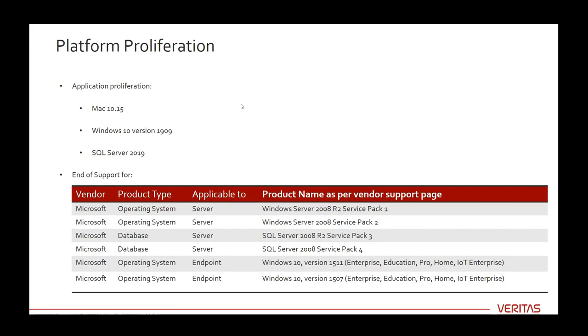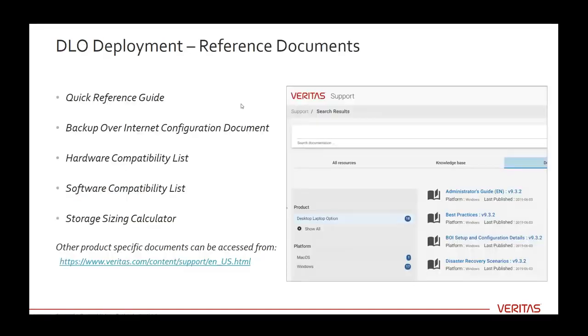So the DLO deployment reference documents are available from veritas.com. You can go to content/support/ underscore us.html. You can go to this particular link and download all the product reference guides, hardware compatibility list, software compatibility list, storage sizing calculator.